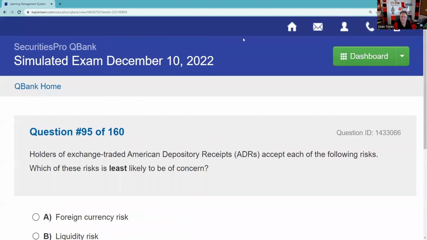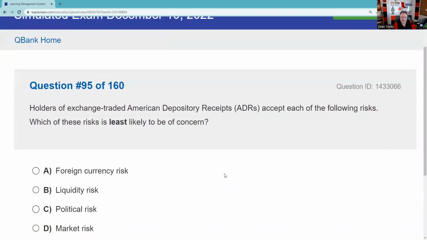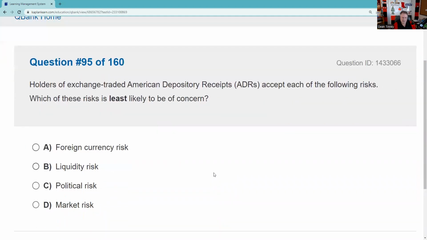Question 95. Holders of exchange-traded ADRs accept each of the following risks. Which of these risks is least likely to be of concern? Foreign currency risk, you should definitely know it. One I always use in lectures is Telmex, telephones of Mexico. They're collecting the phone bills in pesos, so you certainly have foreign currency risk. Political risk, in my Telmex example, right now the president is a guy named AMLO, Andrés Manuel López Obrador. Anyways, he's not a capitalist-friendly guy. Who knows? He might nationalize Telmex. And then you certainly have market risk. So I'm not a big fan of this question, but given that answer set, liquidity risk is least likely.